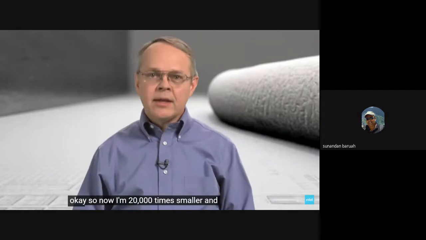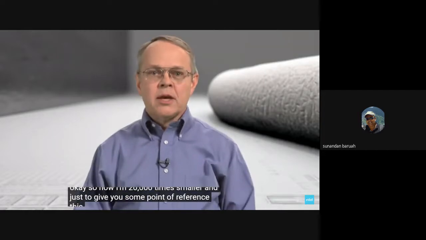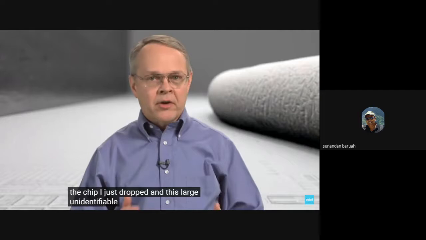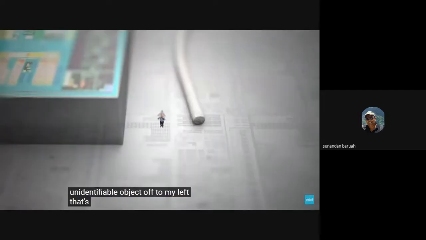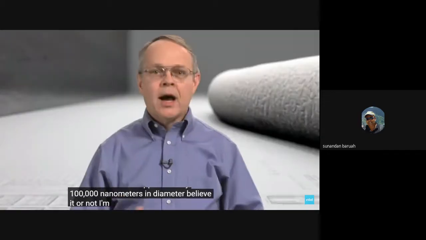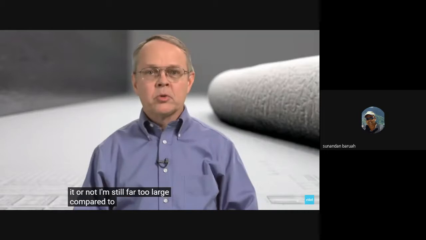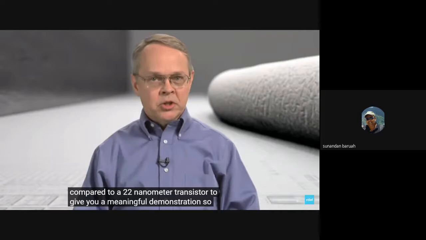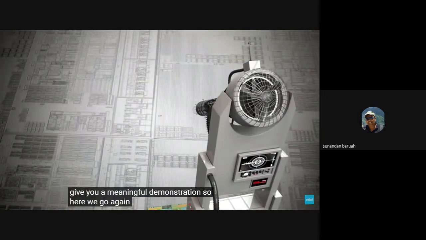Okay, so now I'm 20,000 times smaller. And just to give you some point of reference, this huge object off to my right, that's the chip I just dropped. And this large, unidentifiable object off to my left, that's a human hair, approximately 100,000 nanometers in diameter. Believe it or not, I'm still far too large compared to a 22 nanometer transistor to give you a meaningful demonstration. So, here we go again.